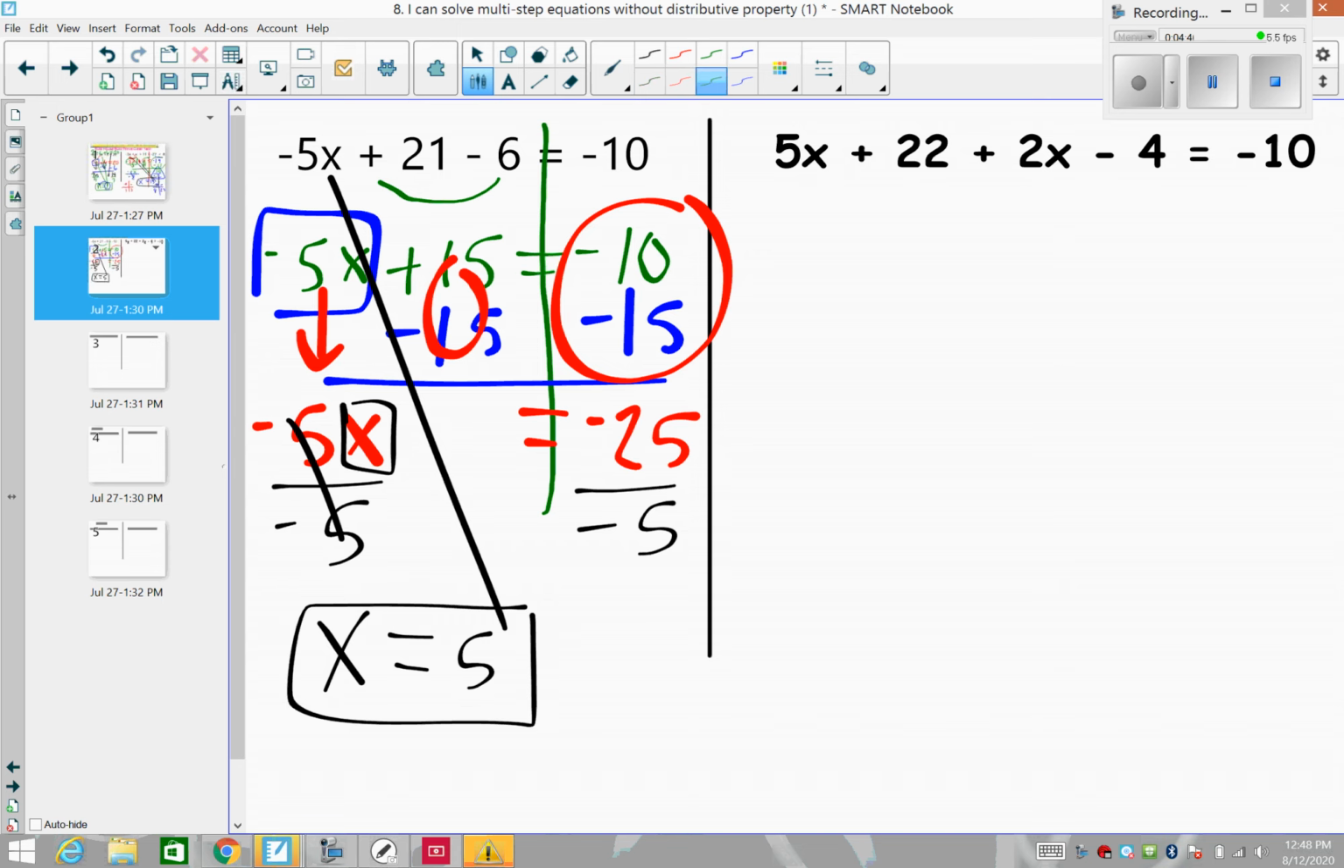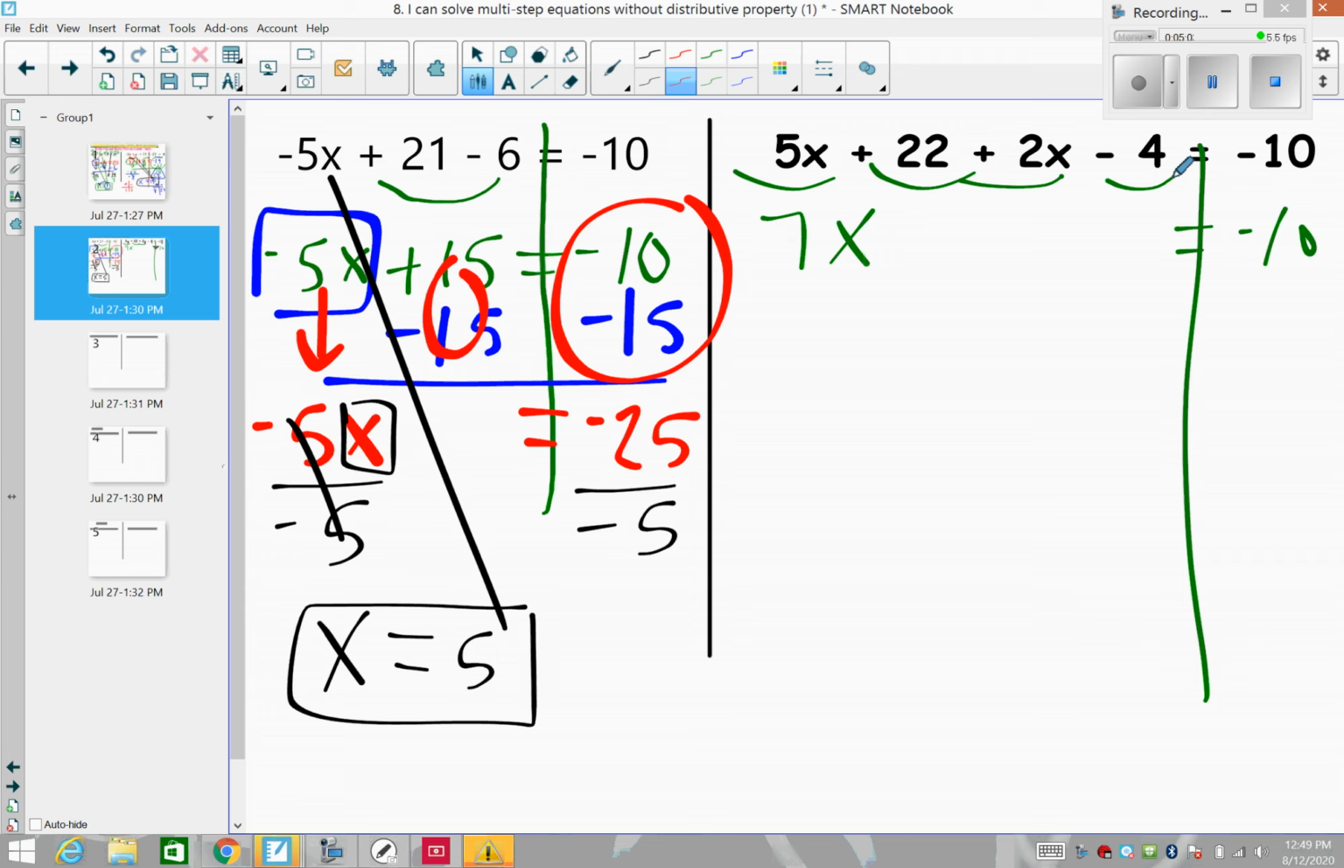So the next problem here, nothing to combine on the right-hand side, we just have negative 10. On the left side, though, we have a 5x combined with a positive 2x would be 7x. And we have 22 subtract 4. 22 subtract 4 would be positive 18. Now you can set up the tug of war of those, but I didn't think that was super hard. Those are some things I was able to do in my head. But you definitely could tug of war those.